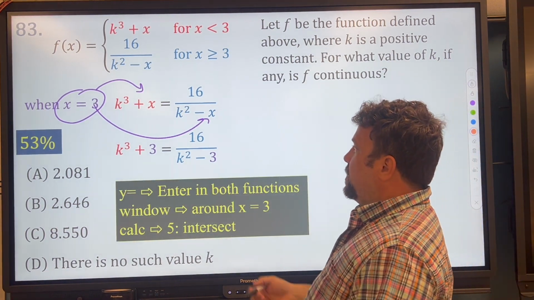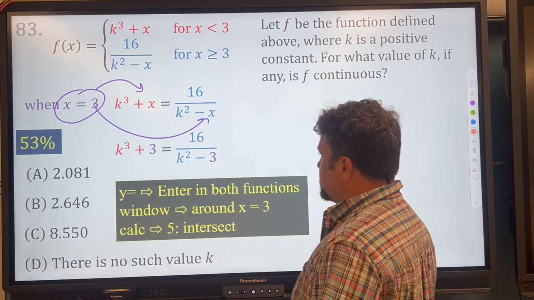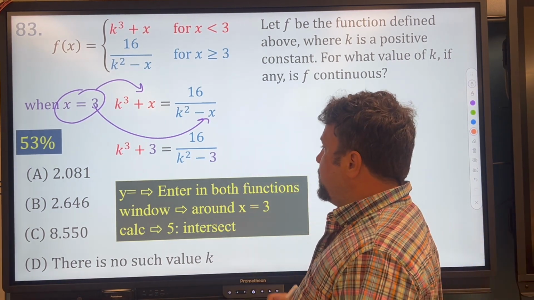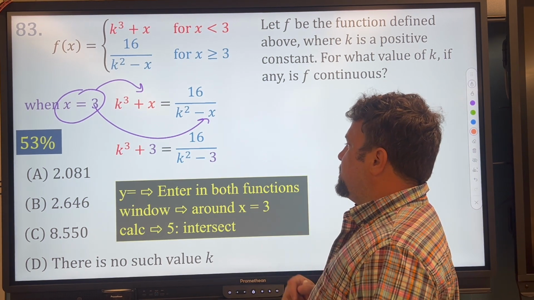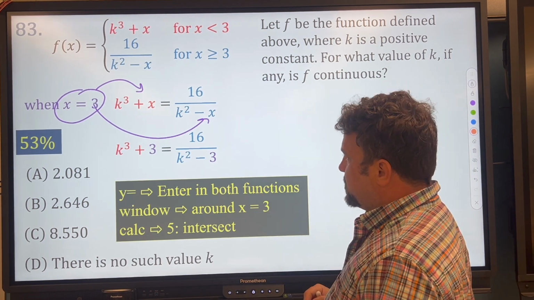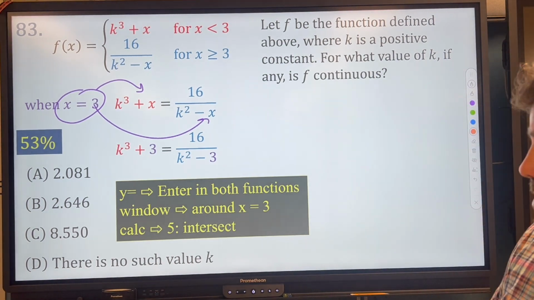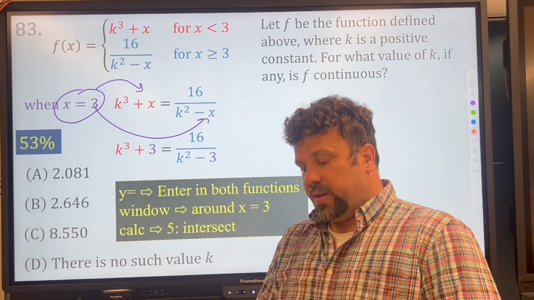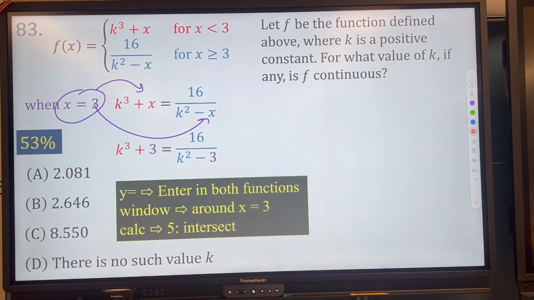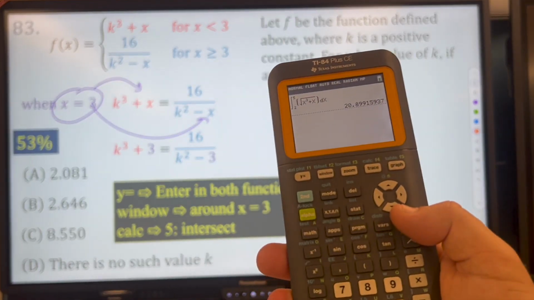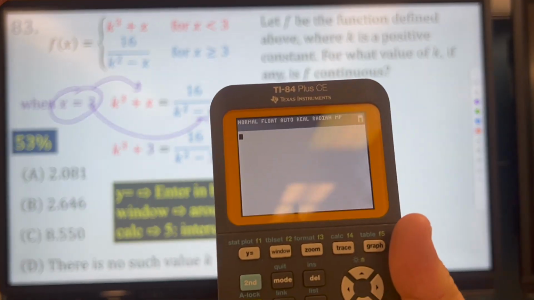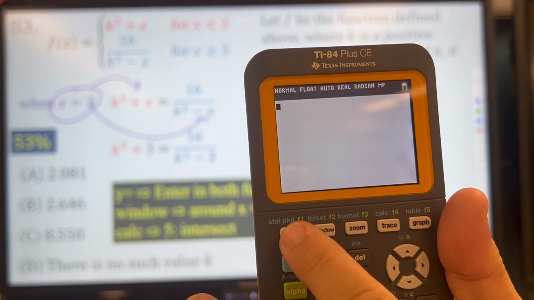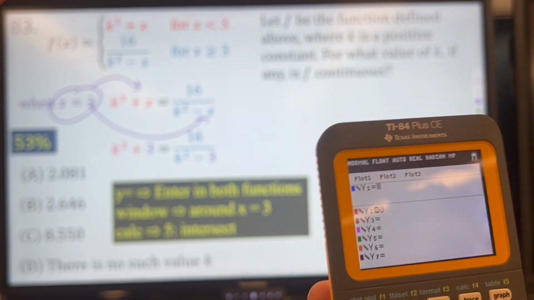All right, so actually easier than algebra, we have a calculator. We can enter both functions in the calculator, set a window up, and calculate the intersection right here. So I'm going to show you how to do this. We're going to replace our k with an x. The last thing I typed in my calculator was this. This is annoying to do. I'm going to hit the y equals button. The y equals button is right here. Boom. All right, that's from a previous problem.